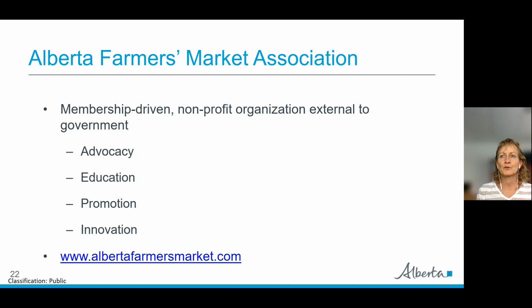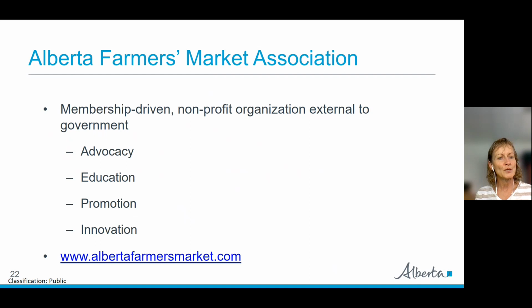The Alberta Farmers Market Association, as I said, they are separate from me. I am not AFMA and they are not me. We have very, very different roles. I manage the farmers market program on behalf of the minister, and they are a membership. AFMA is a membership-driven nonprofit organization that is external. Their primary role is advocacy.